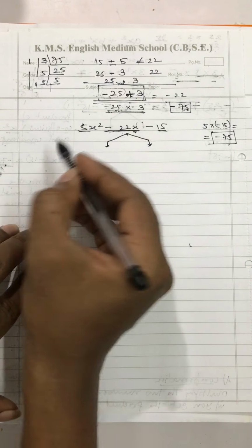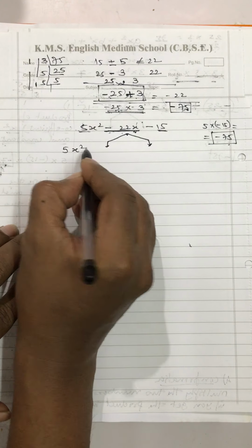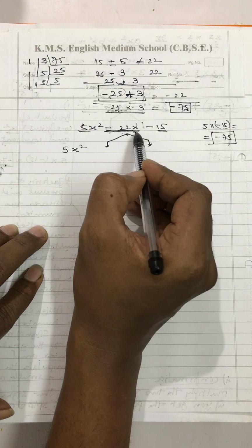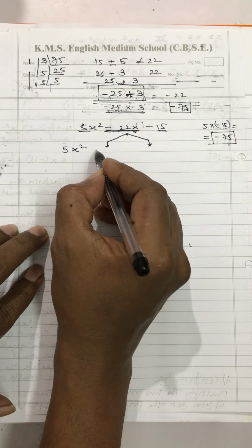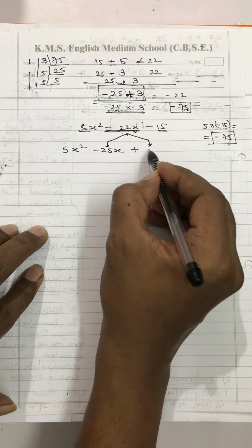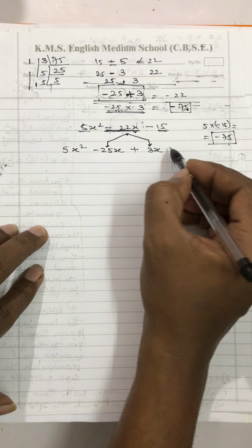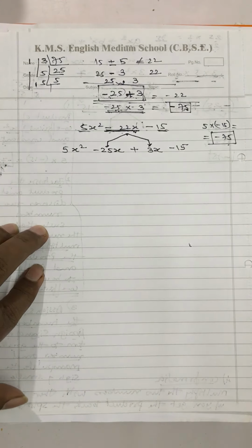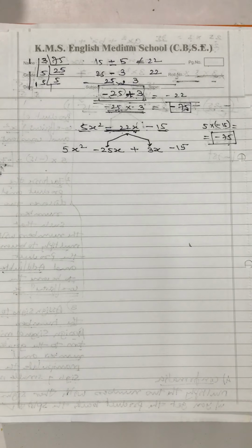This I will copy down. 5x square I will copy as it is. But in place of minus 22x, what will I write? Minus 25x. Remember, x is needed. Plus 3x. Again minus 15 will be written as it is. This is called splitting the middle term.